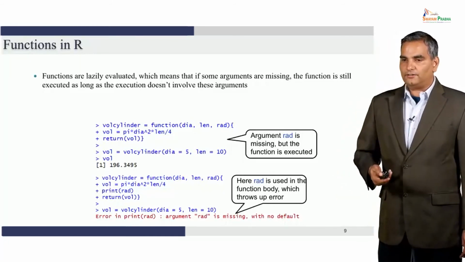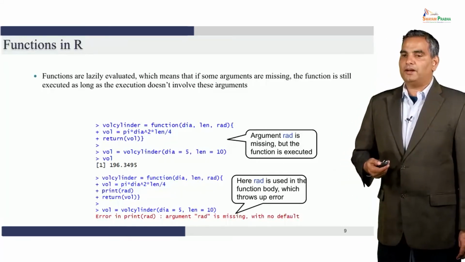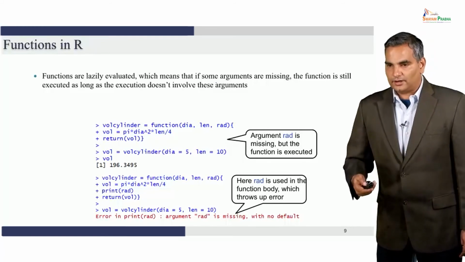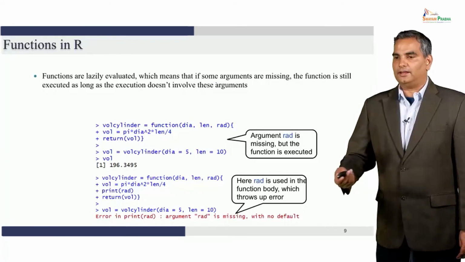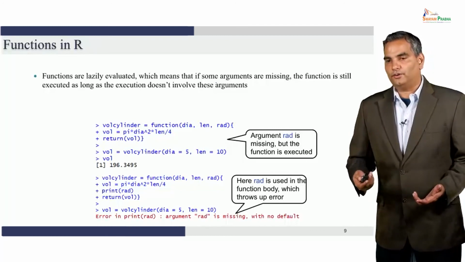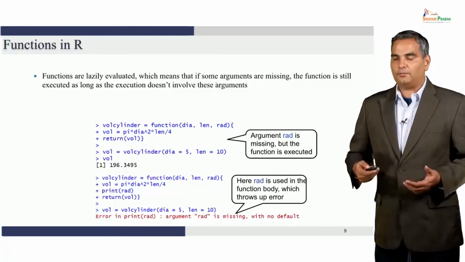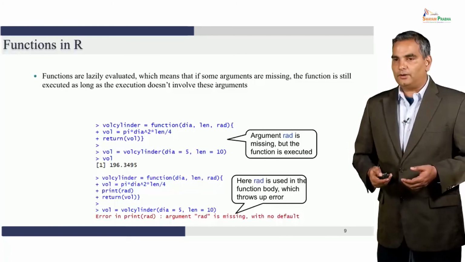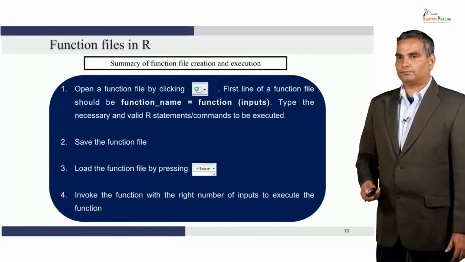However, in the second example, we do the same thing. But if you look at the function form, inside we have volume that we are computing, and then we have a command which says print rad and then return volume. Now when you try to run this function with diameter and length alone, you will get an error saying rad is missing because that is something that is part of a function which R is not able to find out what that is. So as long as these are arguments which do not matter in terms of the computations inside the function, R will still lazily evaluate it and not throw errors while you are evaluating these functions.